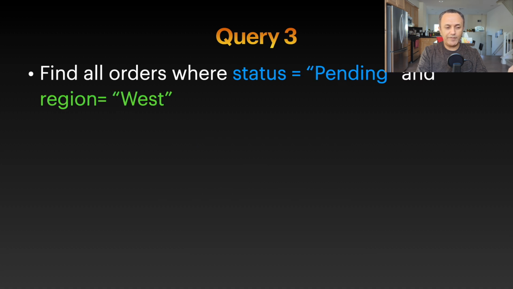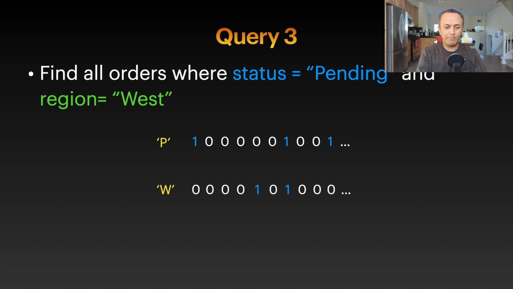The third query that we've seen: find all orders where status equals pending and region equals west. This time I need 2 different values from 2 different indexes. I can still grab the 2 different bitmaps, one for pending from the status index, one for west from the region index. And now I'd have to do a bitwise AND because the condition is an AND condition.